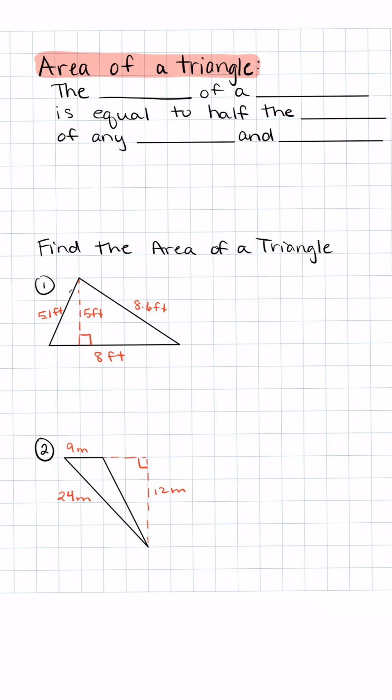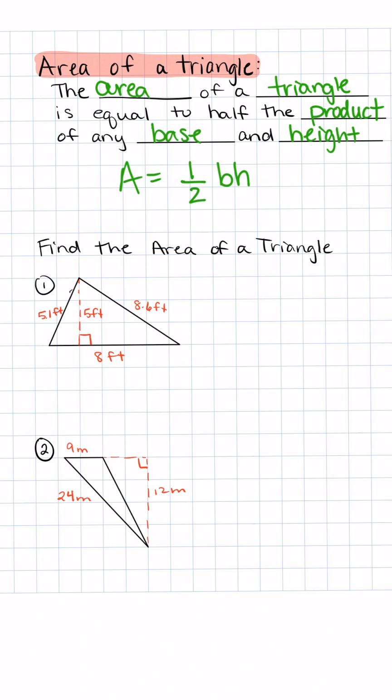Area of a triangle is equal to half the product, which is a fancy word for multiplication, of any base and height. So area equals 1/2 the base times the height. Half is important.